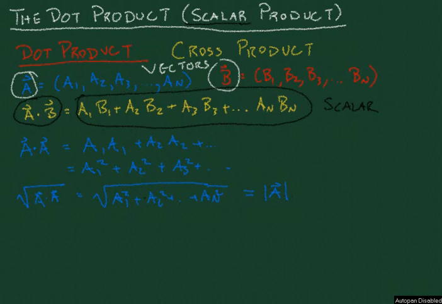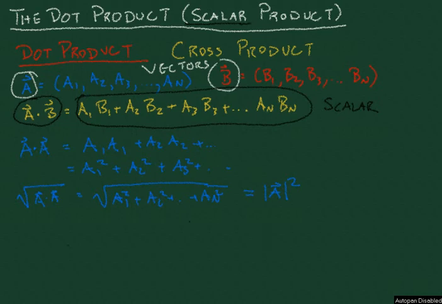Right? So you can see how we really are multiplying a vector here. Because if we multiply A by itself, if we take A dot A, then we get the magnitude of A squared. And so that's what the dot product is.